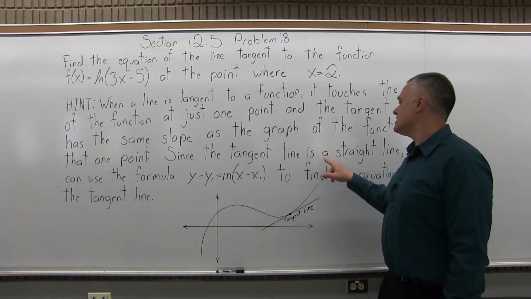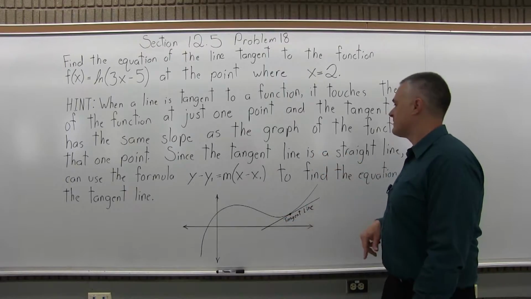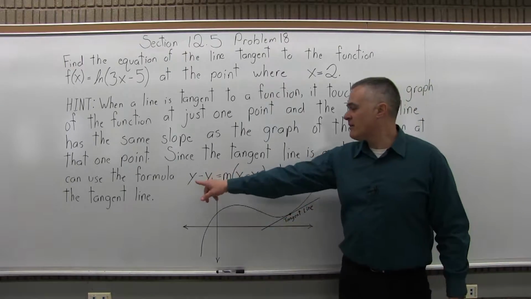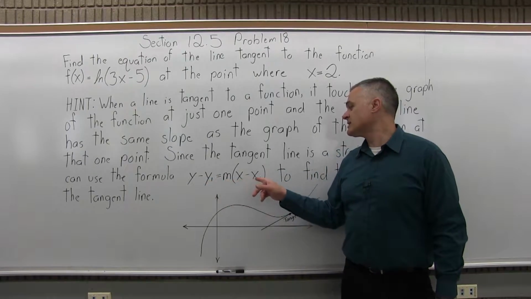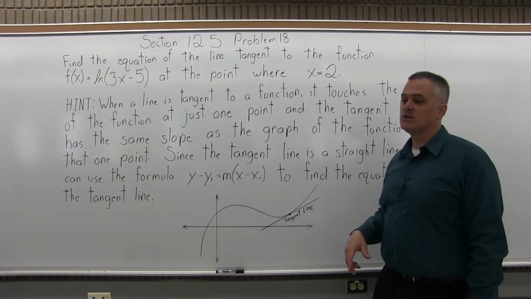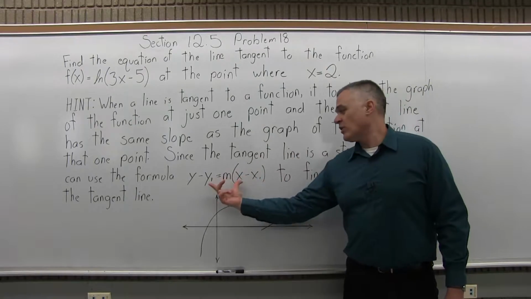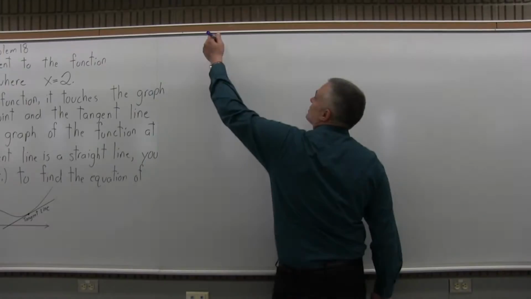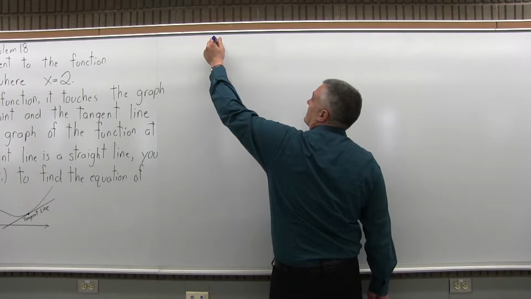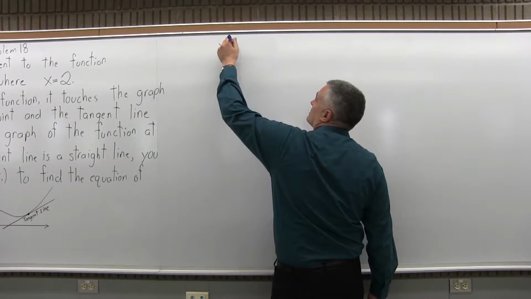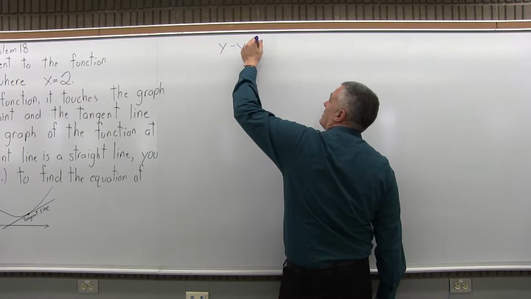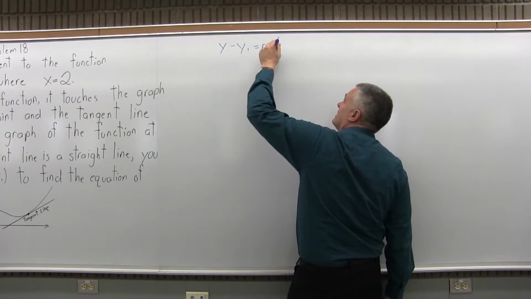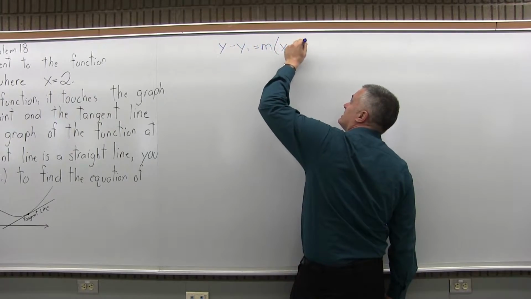And it says, since the tangent line is a straight line, you can use the formula y minus y1 equals m times x minus x1 to find the equation of the tangent line. That formula finds the equation of just about any straight line. So we're looking for the equation of the tangent line, and we're going to be using the formula y minus y1 equals m times x minus x1.